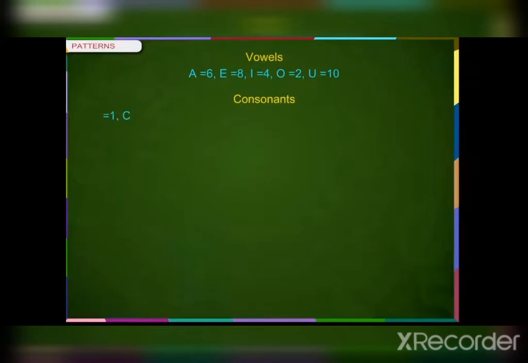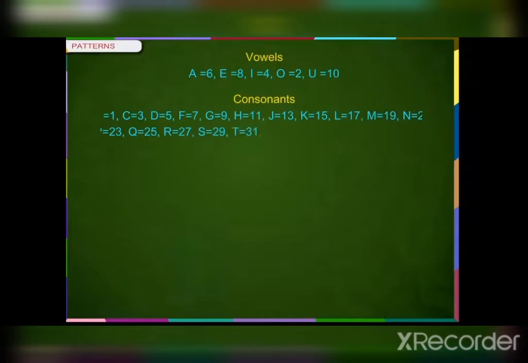Consonants: B is equal to 1, C is equal to 3, D is equal to 5, F is equal to 7, G is equal to 9, H is equal to 11, J is equal to 13, K is equal to 15, L is equal to 17, M is equal to 19, N is equal to 21, P is equal to 23, Q is equal to 25, R is equal to 27, S is equal to 29, T is equal to 31, V is equal to 33, W is equal to 35, X is equal to 37, Y is equal to 39, Z is equal to 41.